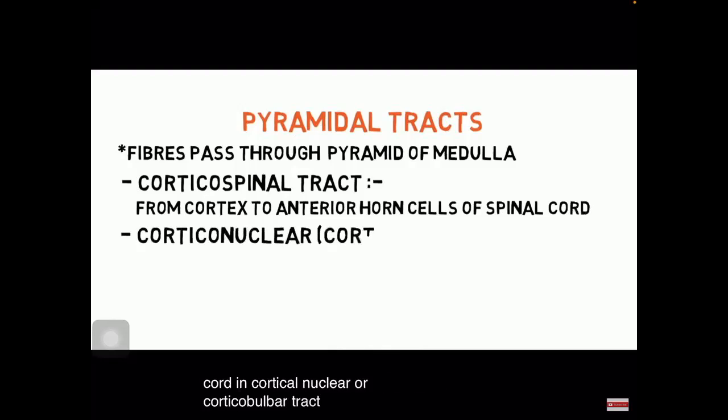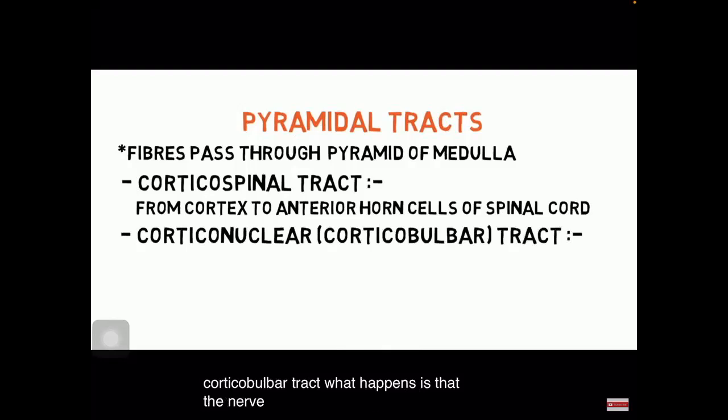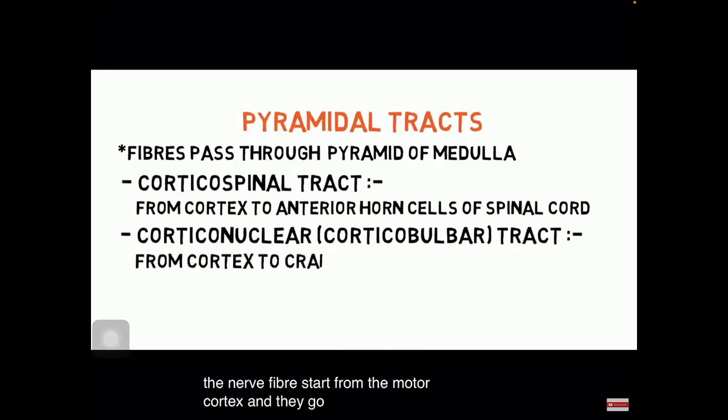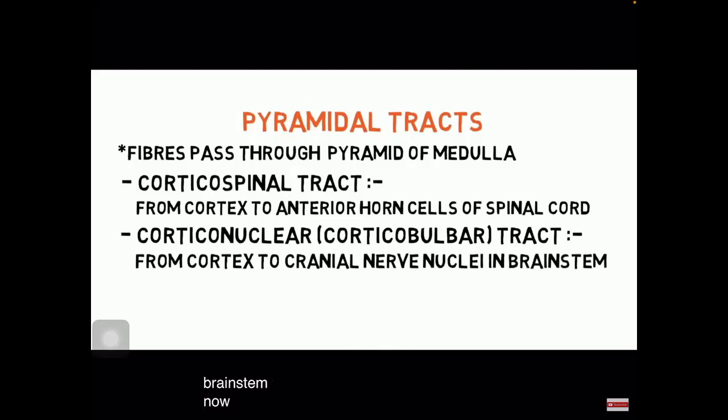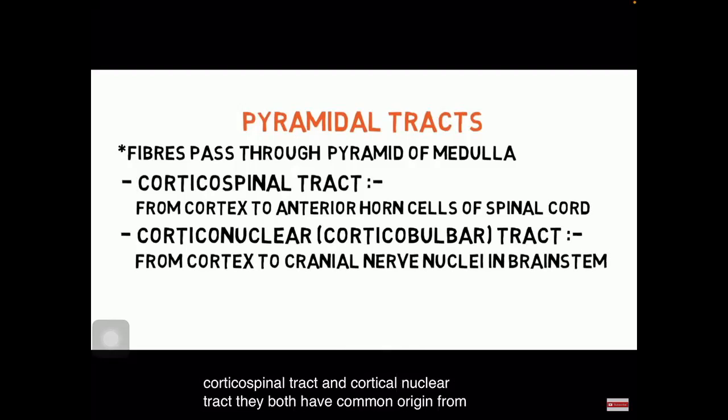In the corticonuclear or corticobulbar tract, what happens is that the nerve fibers start from the motor cortex and they go till the cranial nerve nuclei in various levels of the brainstem. Now here you gotta know that there is not much difference between the corticospinal tract and the corticonuclear tract. They both have a common origin from the cerebral cortex, the motor cortex, and they both have the same pathway.